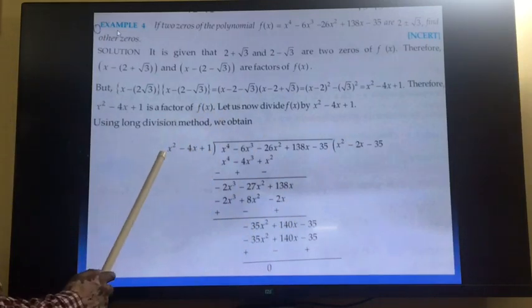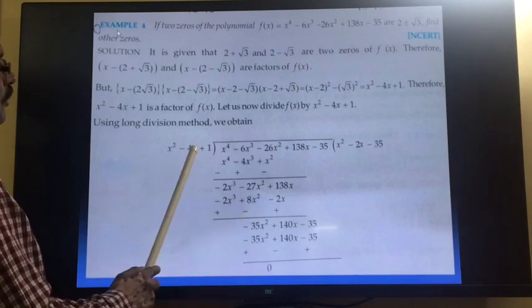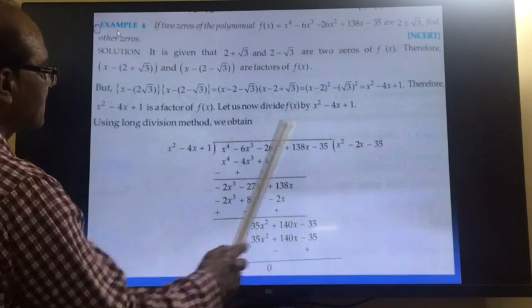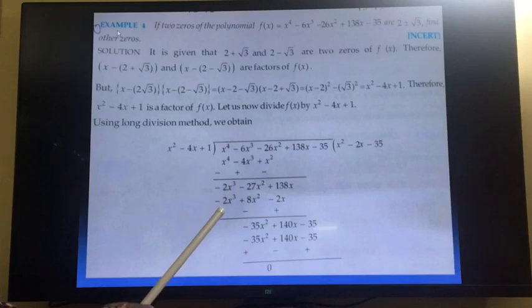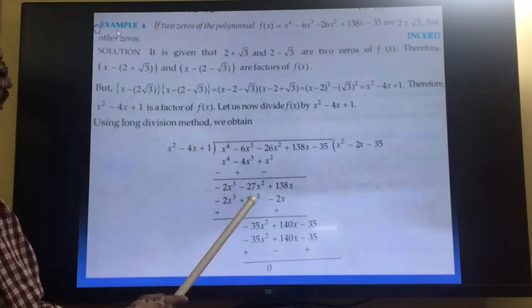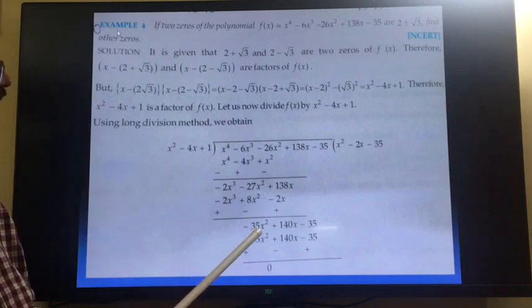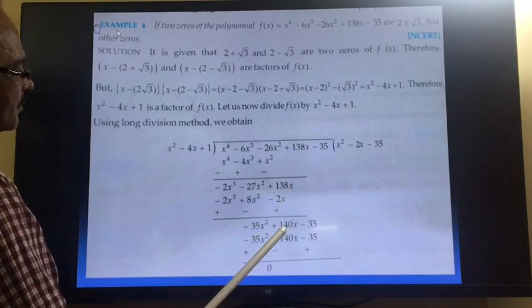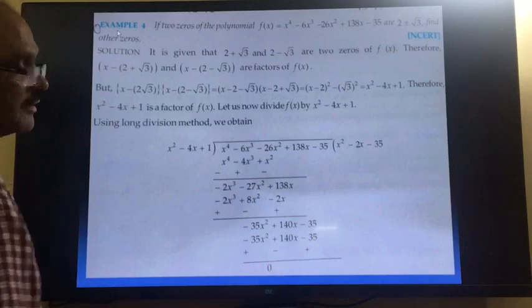So minus 2x into x square, it will be minus 2x cube, minus minus plus, so 2x into 4x will be 8x square, then minus 2x into 1, it will be minus 2x. Change the sign, so these two cancel. Here this will be negative, so both are negative, so 27 and 8, it will be minus 35x square, and here positive is 138 and this is also positive, so plus 140x. We will copy the remaining term, that is minus 35.